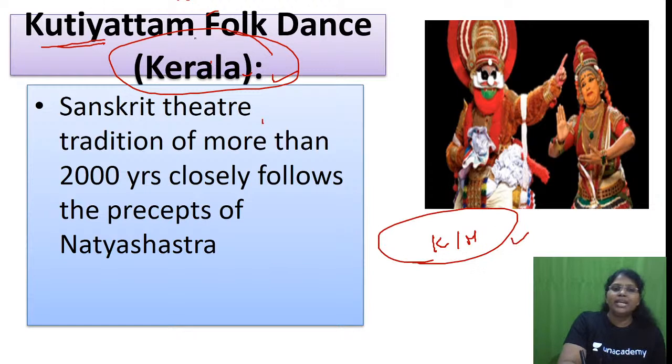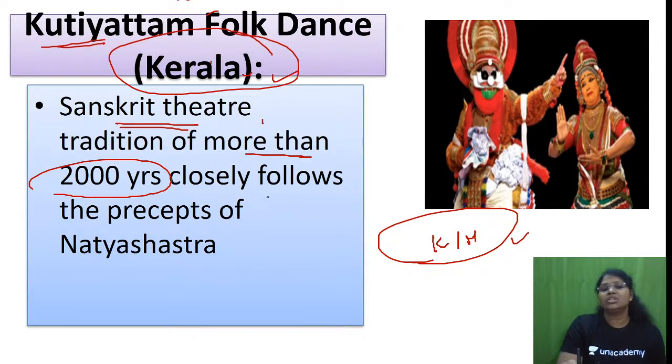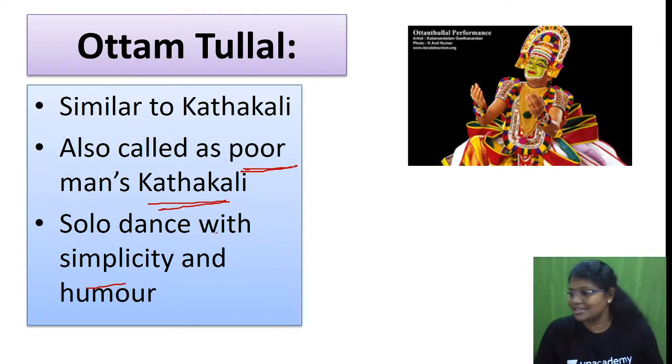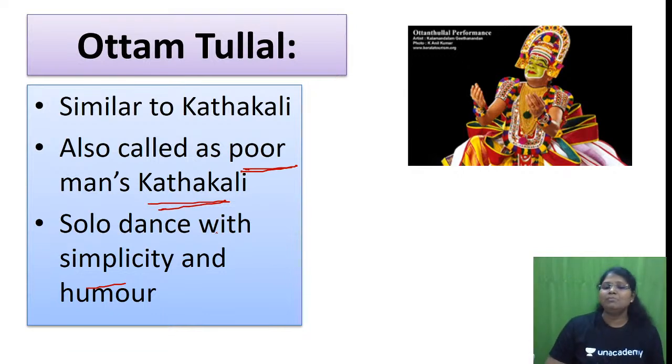Whereas Kudiyattam is a Sanskrit theatre tradition of more than 2000 years, which closely follows the precepts of the Natya Shastra. Okay? Ottam Tullal is similar to Kathakali. Kathakali is a classical dance of Kerala, whereas Ottam Tullal is a folk dance of Kerala, which is similar to the classical dance and is also called Poor Man's Kathakali. Because Kathakali is a classical dance, definitely you know what the inputs of classical dances are.